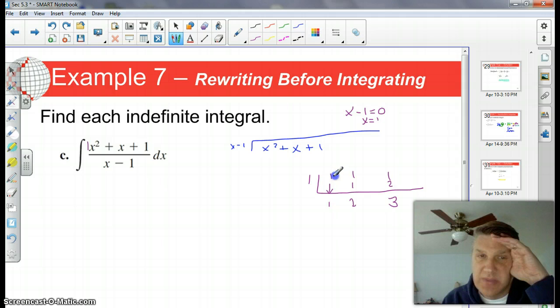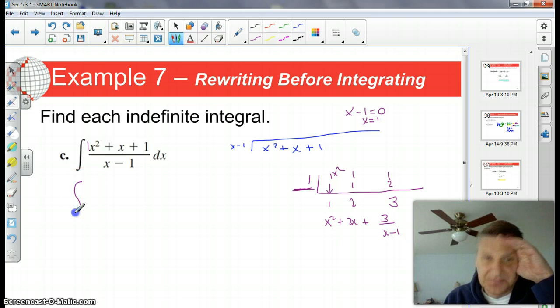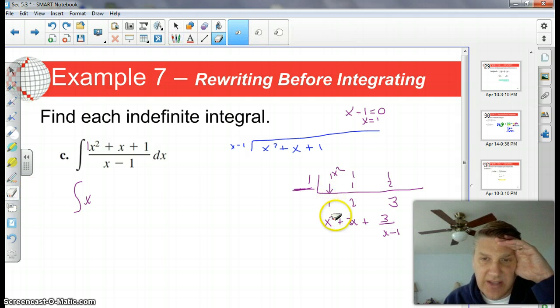So remember, this was my x squared term, but you divided out one of those factors. So this is now just 1x plus 2, and I have a remainder now of 3 divided by the factor x minus 1. So I will write this now as the integral of x. I made a mistake over here. This is no longer x squared. This is just x. I got to decrease by 1.